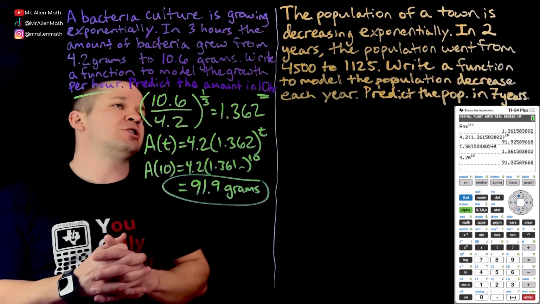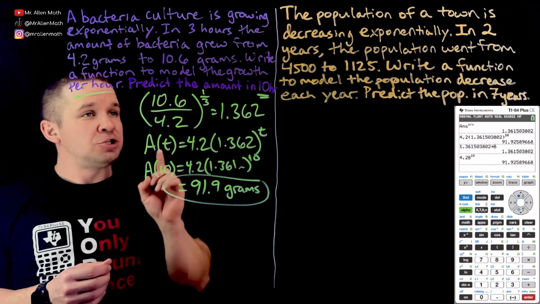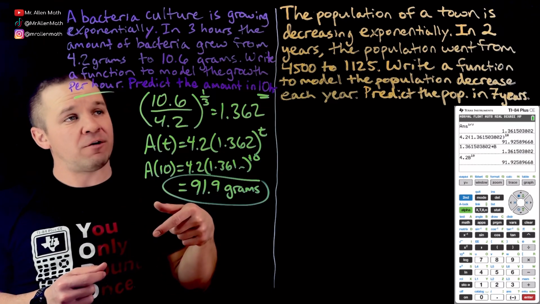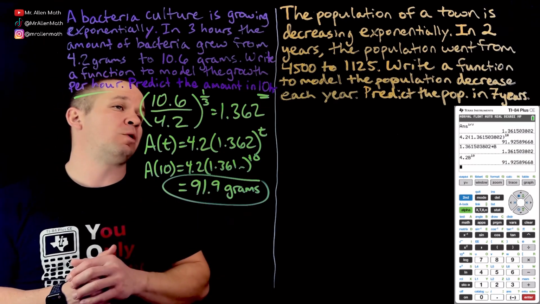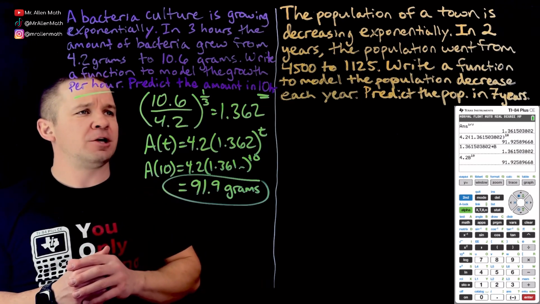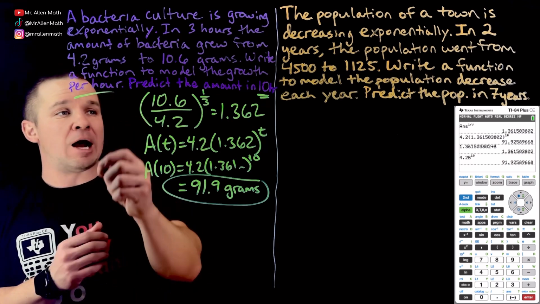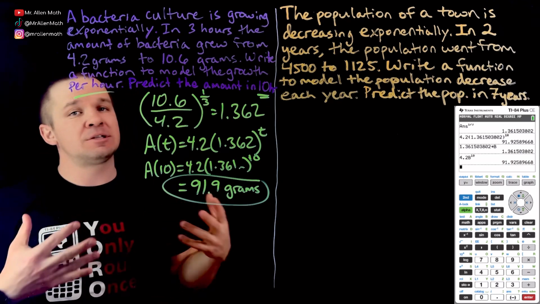We got the population of a town is decreasing exponentially. In 2 years, the population went from 4,500 to 1,125. Write a function to model the population decrease each year. So per year, once again, just like this one was per hour, predict the population in 7 years.